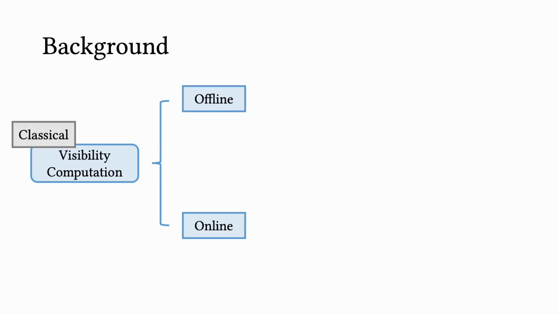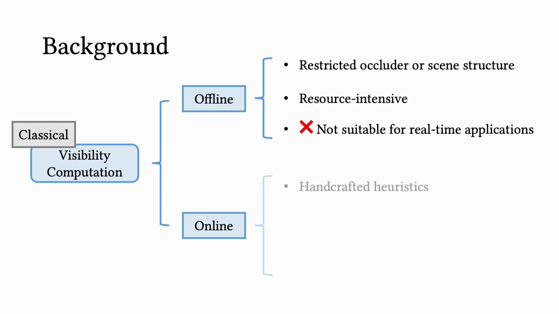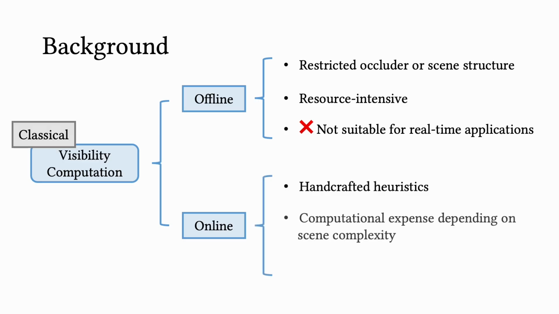However, these PVS methods assume restricted occluder or scene structure and are resource-intensive, thus not suitable for real-time applications. Classical from-point methods operate in real time, but they often rely on handcrafted heuristics or are sensitive to the scene complexity, which makes them not the perfect solution for real-time applications.